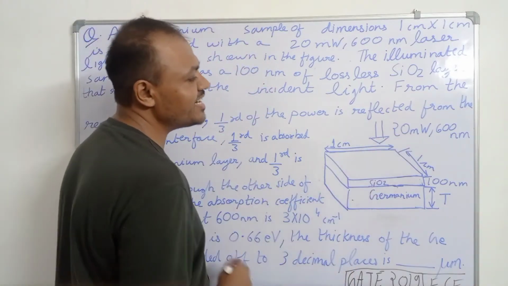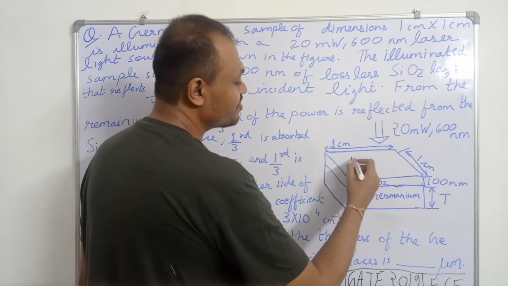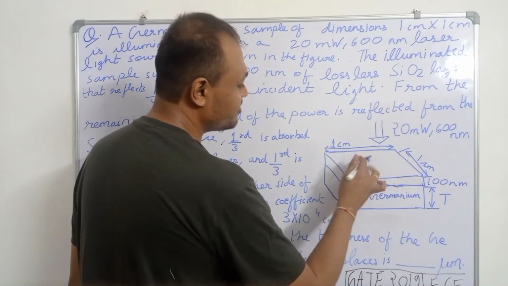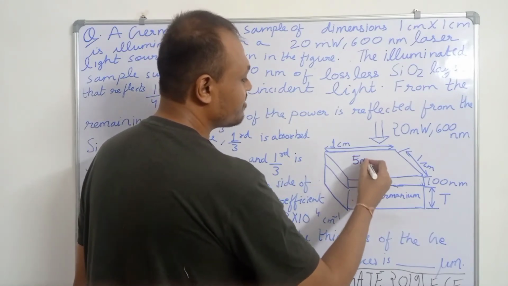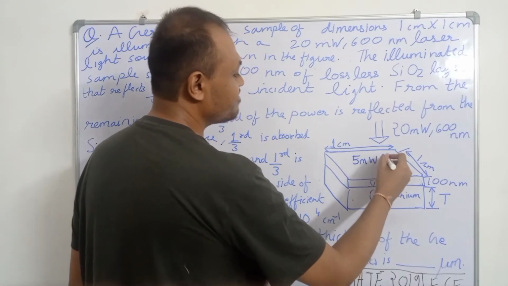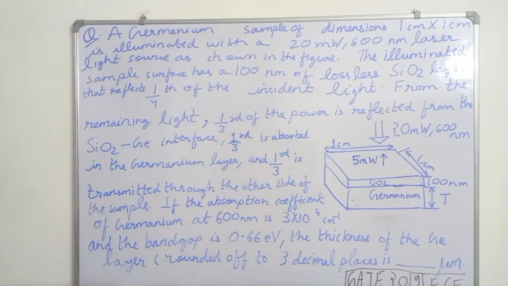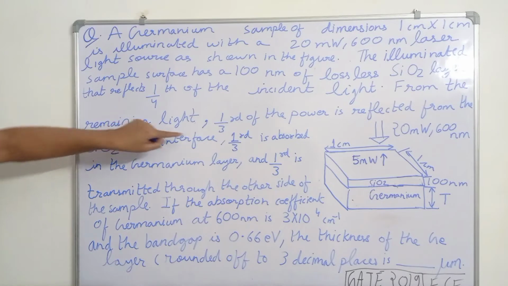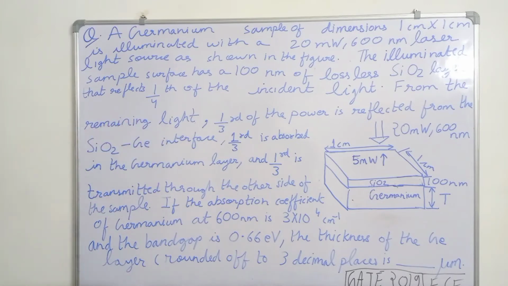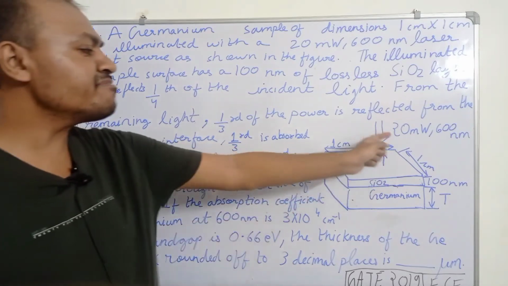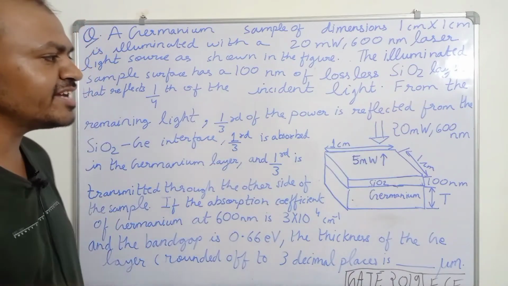So incident light is 20 milliwatt, and 1/4 is 5 milliwatt. So 5 milliwatt is reflected back by this SiO2 layer. Then from the remaining light, 1/3 of the power is reflected from the SiO2 germanium interface, 1/3 is absorbed in the germanium layer and 1/3 is transmitted through the other side of the sample. So after 5 milliwatt is reflected, the remaining is 15 milliwatt.